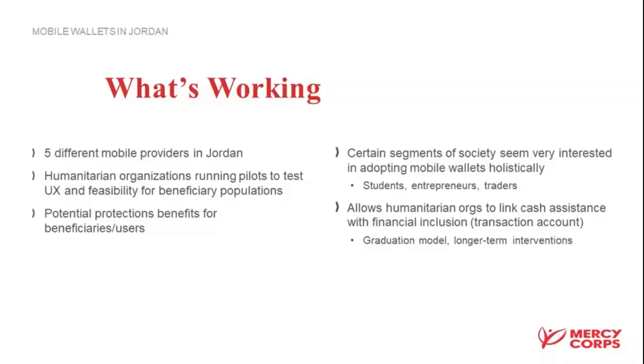There are potential protection benefits for some of these users. For female beneficiaries, we've seen that perceptions of risk can be lower, primarily because funds can be received in a more discreet manner than going out to a hawala or an ATM. And transactions can also occur within the home. So airtime top-up and person-to-person payments, such as to landlords or relatives, et cetera, can all happen from within the home without having to go to these different areas that may or may not be more risky for certain segments of the population.